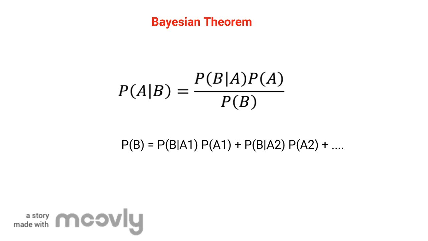Here, probability of A, that is P of A, is called the prior probability, the probability before having any evidence. And probability of A given B is called the posterior probability, the probability after we get evidence or a new piece of information. Let me tell you the simple intuition of this theorem.